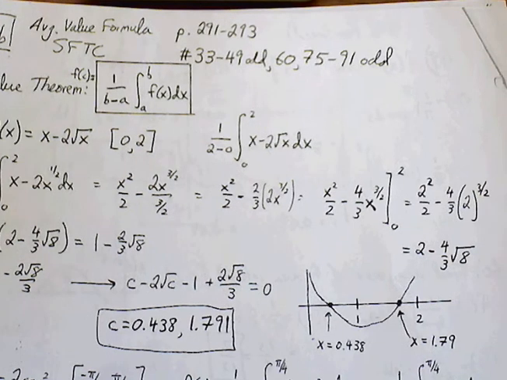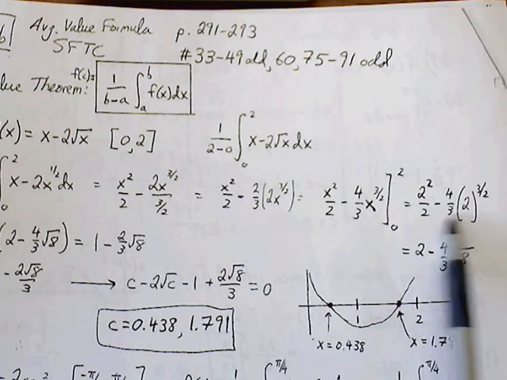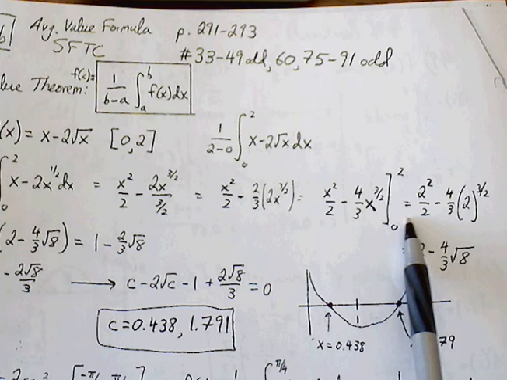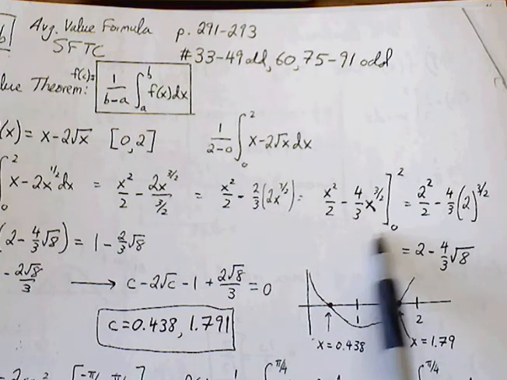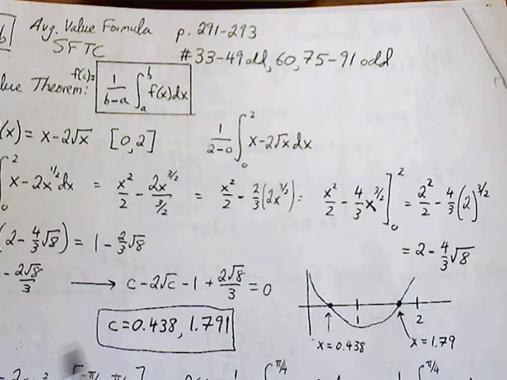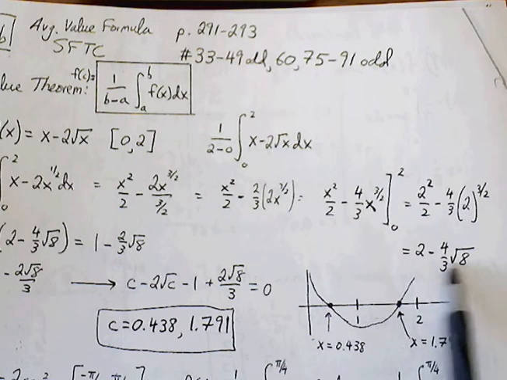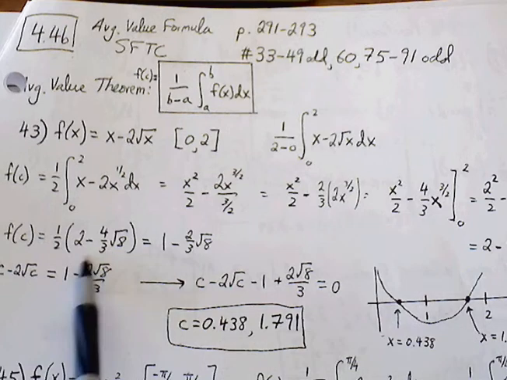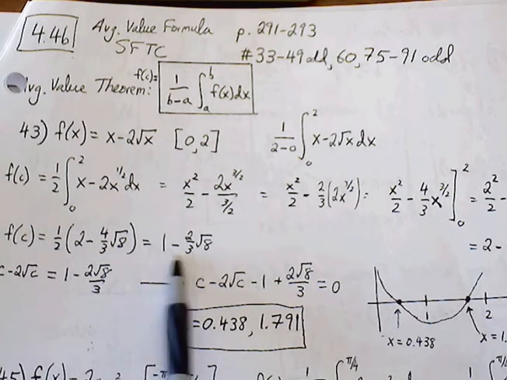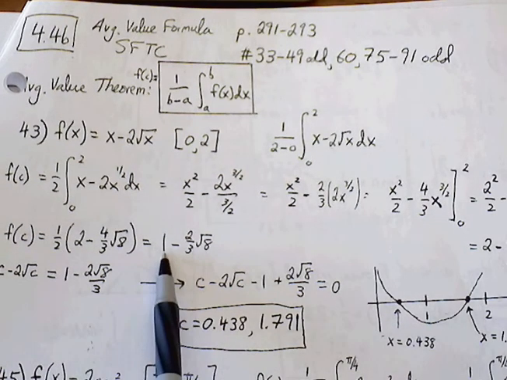So plug your upper bound in first, f of b. This represents f of b minus f of a. I left f of a out because I plug 0 in, I'm just going to be left with 0. So that comes out to be 2 minus 4/3 square root of 8, times 1/2. Okay, so here's our area, here's our width. Multiply that together, we get average height is 1 minus 2/3 square root of 8.